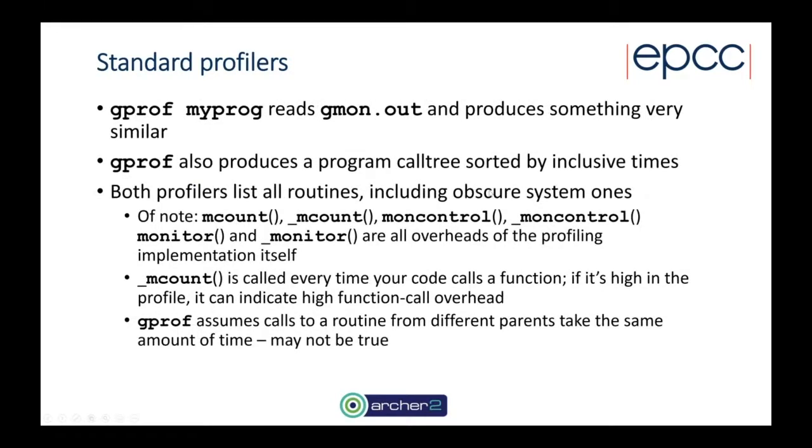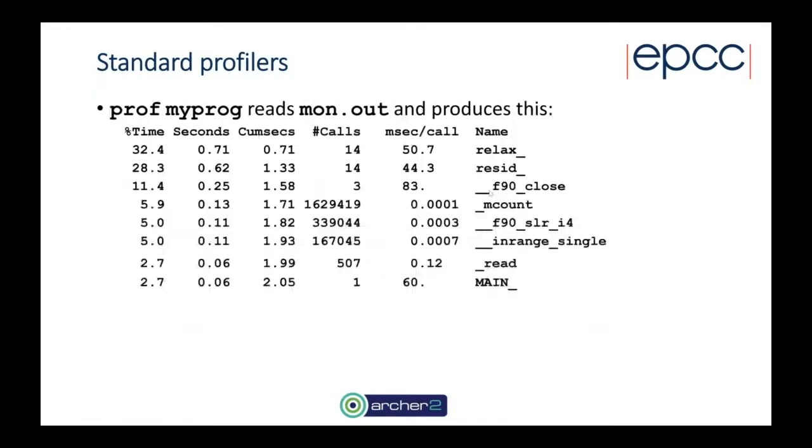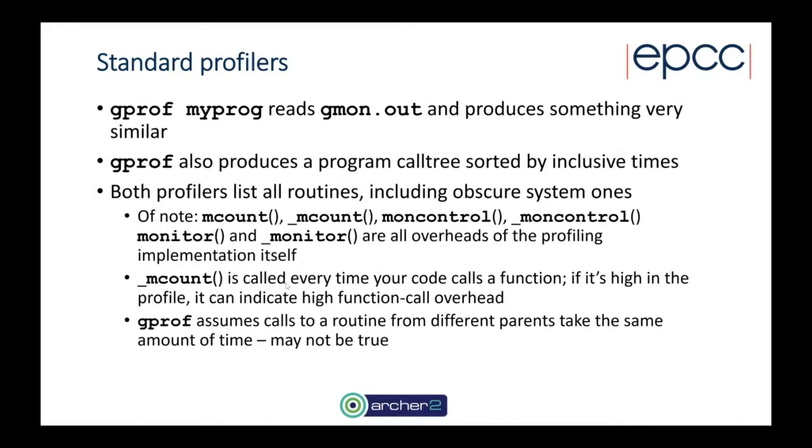Gprof gives you similar output, but it also produces a call tree sorted by inclusive time. So here, the output from prof is only telling me what functions were called and how much time was spent in them, but we don't see any hierarchy of calls. We don't know, was one of these functions calling the other? Was resid called from inside relax or not? And so there is some more interesting information we can get when we use gprof, which tells us the hierarchy of function calls and lets you look at the most expensive function calls, including their children, so you can have an idea of where to focus your optimization effort.